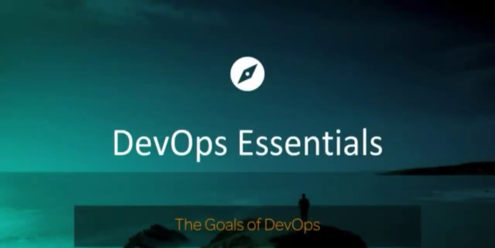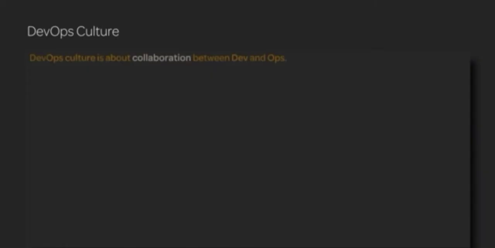Lesson in the DevOps Essentials course. This lesson is called The Goals of DevOps, and we're going to start talking about DevOps culture. A major component of that culture has to do with shared goals. So we're going to talk in detail about the shared goals that are part of DevOps culture.